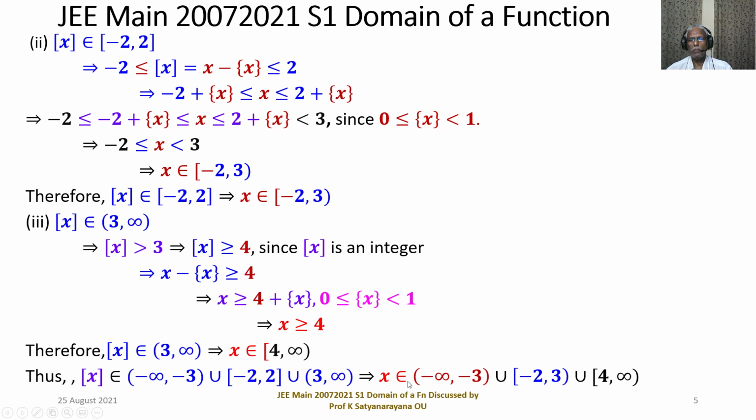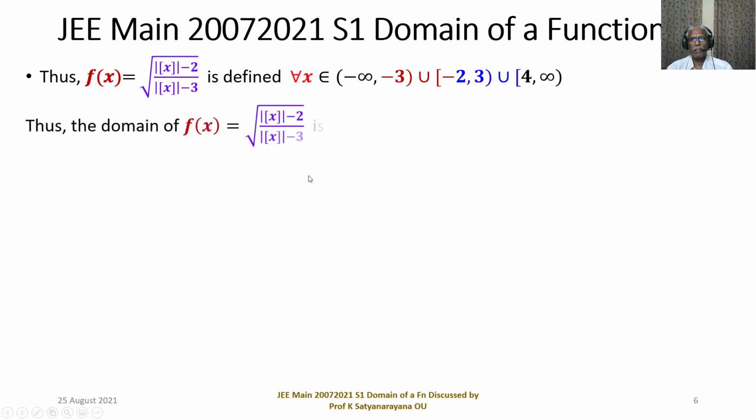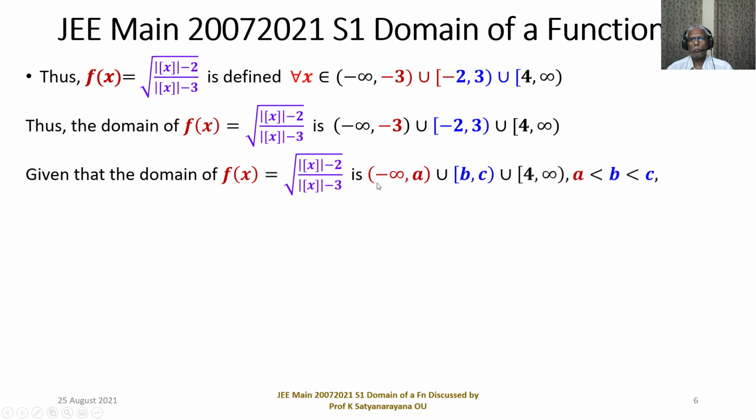So from |x| we have traveled to x. Thus f(x), the given function, is defined for all x belonging to this union of intervals: (-∞, -3) ∪ [-2, 3) ∪ [4, ∞). This will obviously be the domain. So the domain of f(x) is this one. But you are given that the domain is (-∞, a) ∪ [b, c) ∪ [4, ∞), where a < b < c.